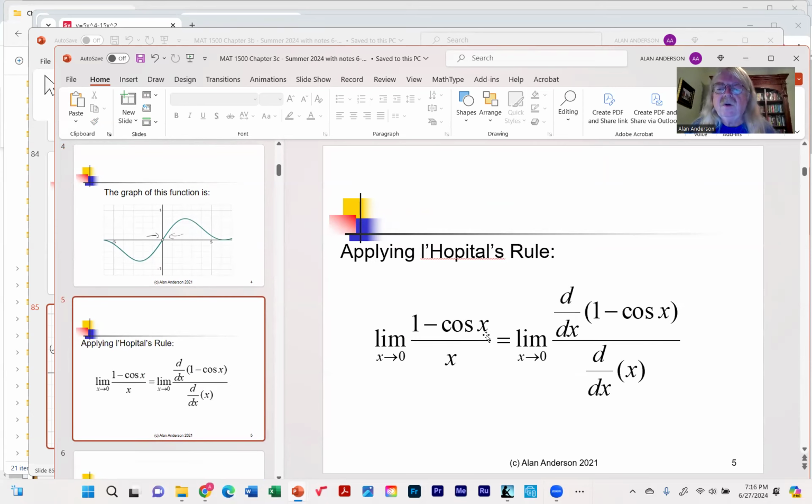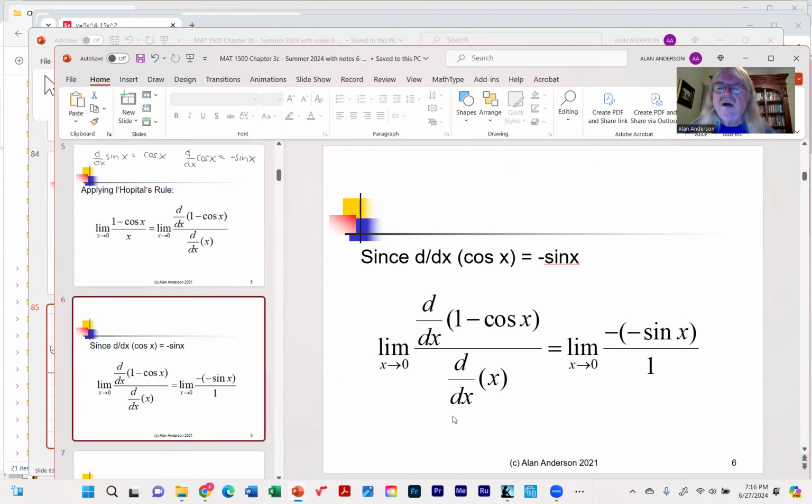Okay, so what do we do? Here we go. Let's take the derivatives of the numerator and the denominator. So remember from way, way back, when you take the derivative here in the numerator, this derivative is 0. This one will be negative sine x. So in the numerator, you're going to end up with positive sine x.